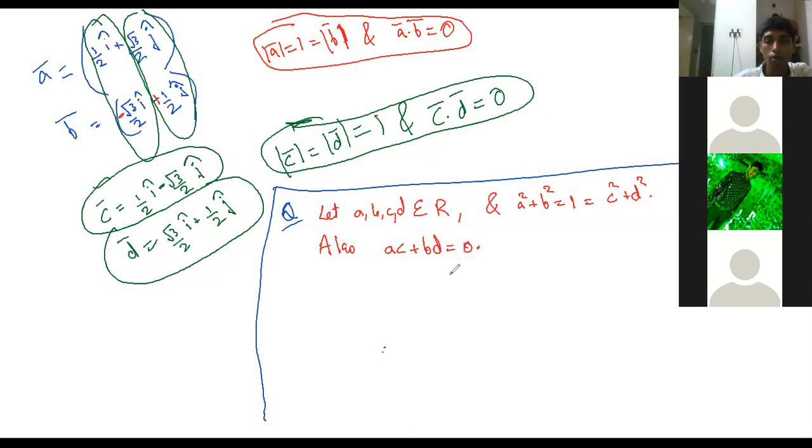Now the question is, find A square plus C square. Let us say the question is find A square and C square, and also find AC into BD and find AB plus C. Let us say this question comes in an exam.